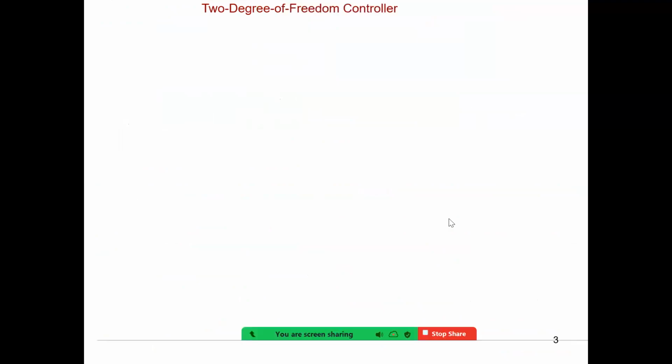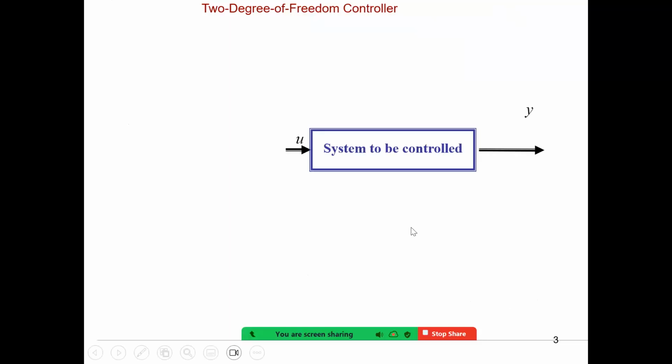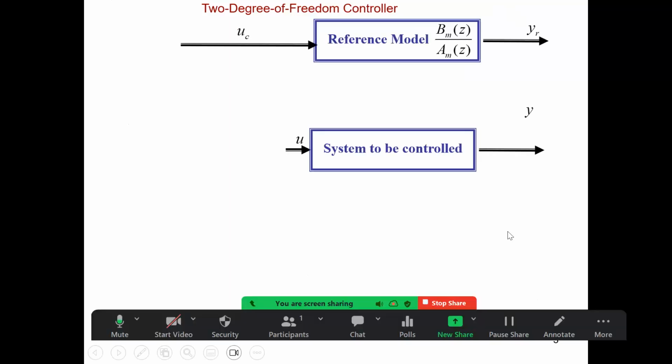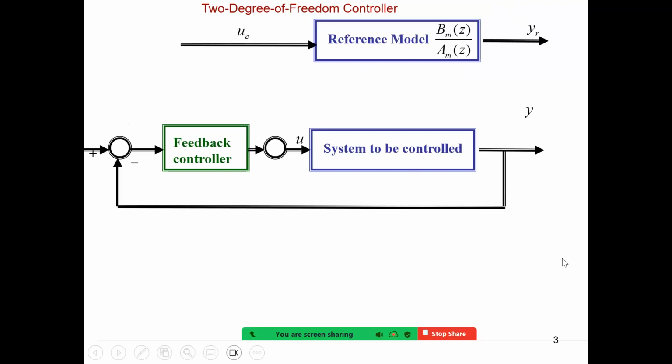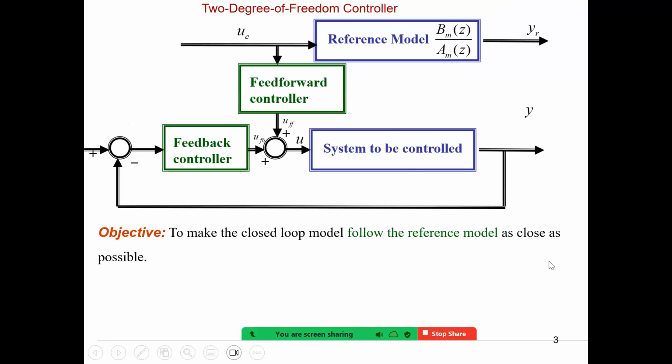Both the fixed bit approach and the input output approach rely on the same framework. We call it the 2-degree of freedom controller. There are two controllers to be designed. One is the feedback controller to match the pulse, the other one is the feed forward controller. We will try to make the closed loop model follow the reference model as close as possible.